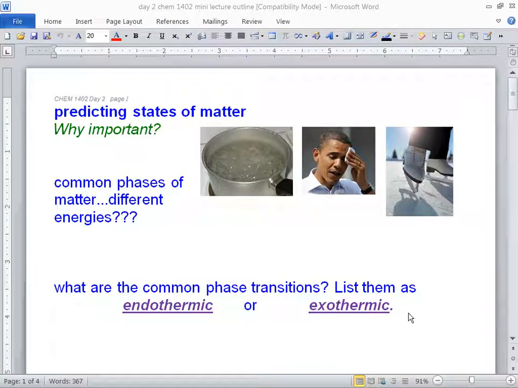We are predicting states of matter. We're starting out our General Chemistry 2 class with states of matter. So why is this a big deal? Well, it helps you understand a lot of what's going on around you.